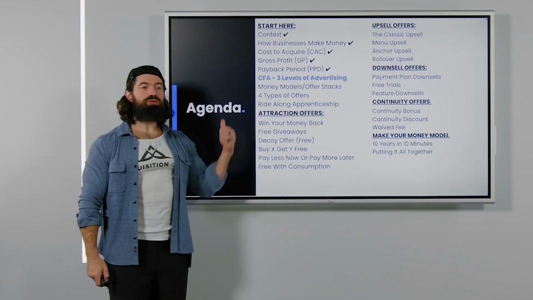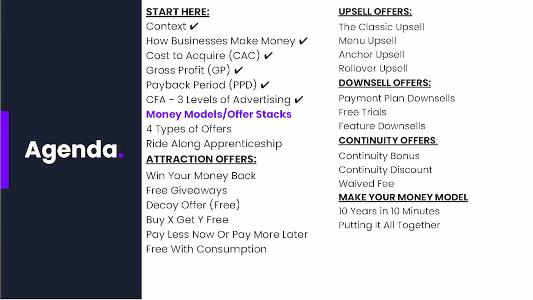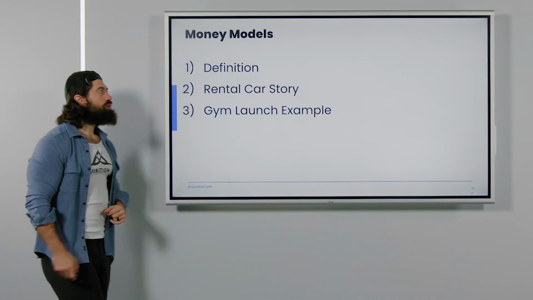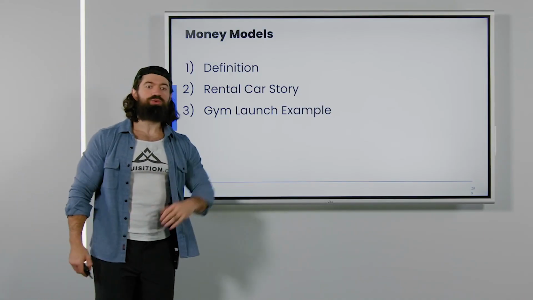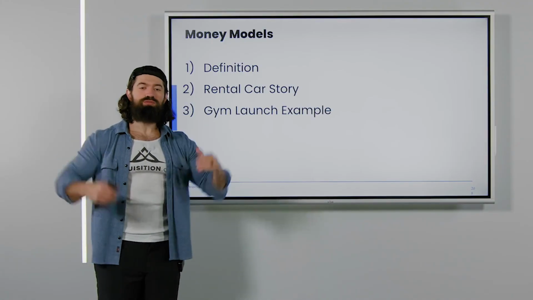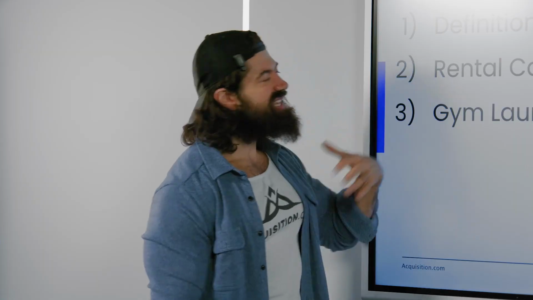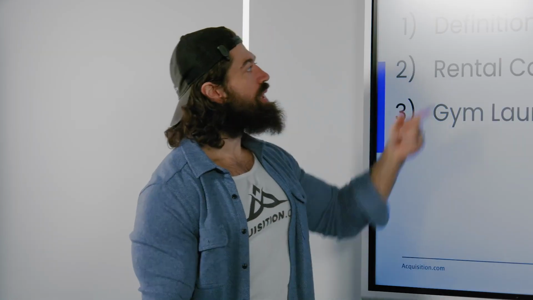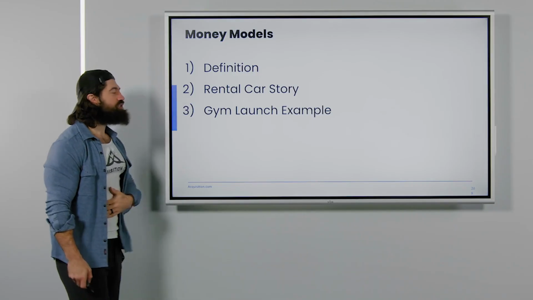So we just covered the 3 levels. Let's rock into money models and offer stacks. You will notice throughout this whole training that some of the things are a little bit different from the book, and that's done on purpose because I like to think through things differently in different mediums. I can say things here that I couldn't normally say in the book. So we'll go definition, rental car story, and the gym launch example.